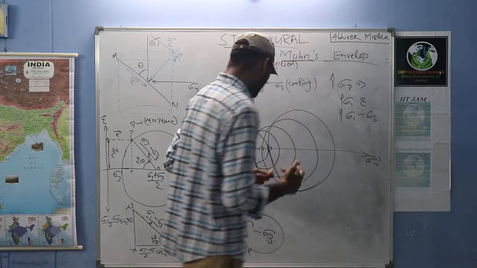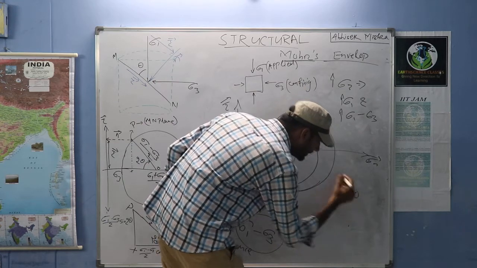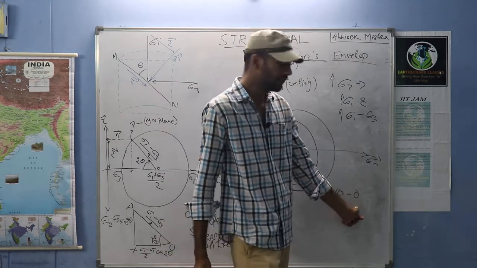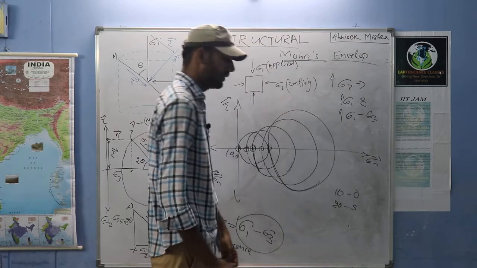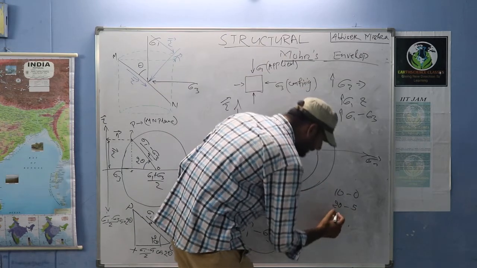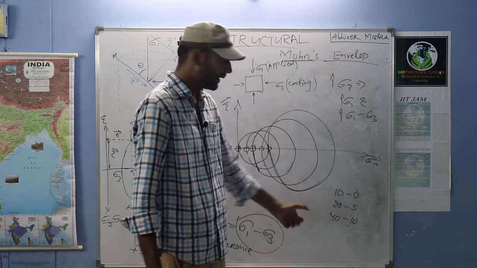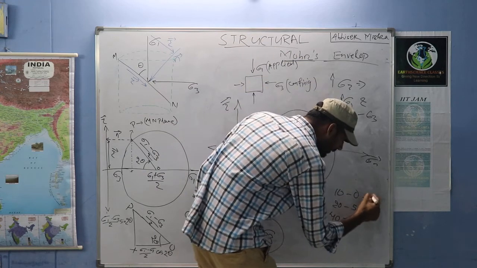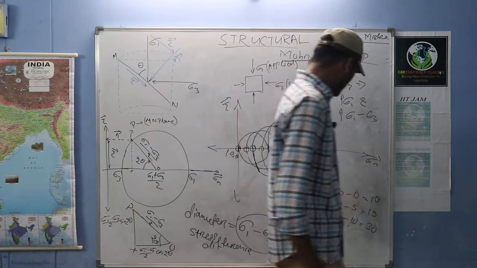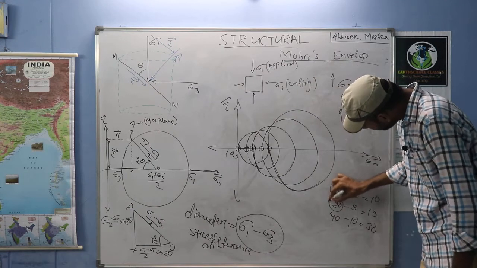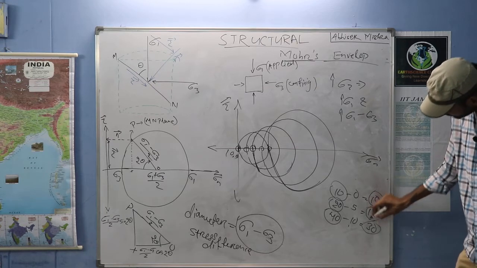For example, let me explain by example. For the first case, the stress difference is 10 minus 0. Maximum was 10, minimum was 0 for the first case. In the second case, 20 minus 5, the examples what I have written before. In the third case, 40 minus 10. These are the stress difference or the diameter of the Mohr circle. You can see this is 10 unit, this is 15 unit, this is 30 unit. So the maximum values are increasing 10, 20, 40, as well as the diameter or the stress difference are also increasing.